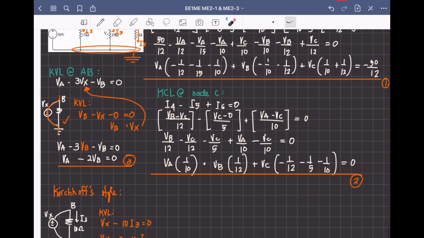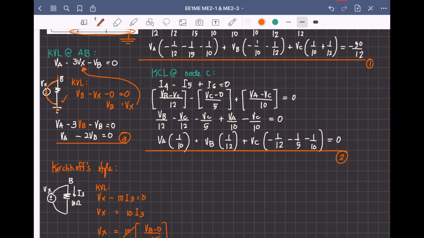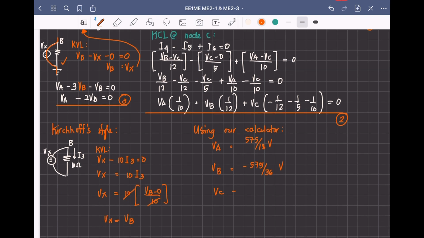Okay? Now, these are your 3 equations again, and please solve them using your calculator. Okay? So, using our calculator, you'll be able to get 3 answers, one for VA, one for VB, and then the other for VC. So, for VA, it should appear as 575 over 18 volts. For VB, it should appear as negative 575 all over 36 volts. And for VC, it should be 175 all over 36 volts.